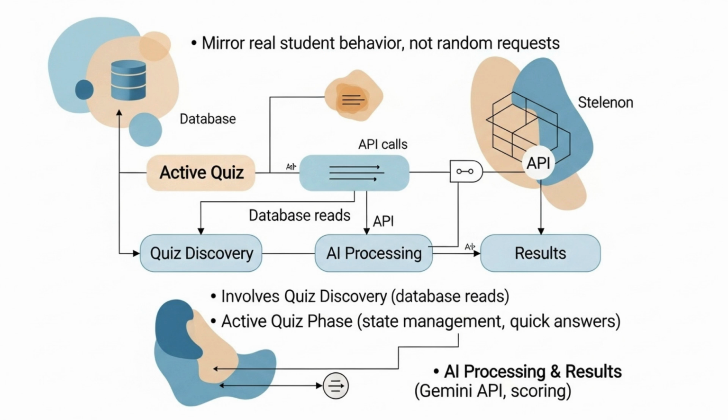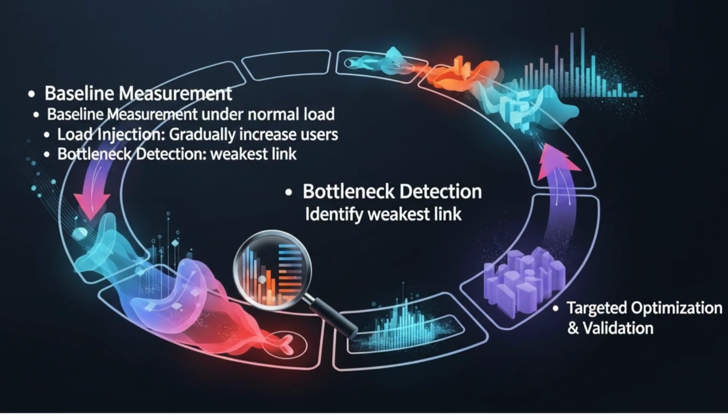Once we understand how our system behaves under realistic load, we follow a clear, predictable pattern for optimization. This is our performance optimization pipeline. It begins with baseline measurement. Before any heavy testing, we establish current performance metrics under normal operating conditions. This gives us a crucial reference point for comparison. Next comes load injection. Here we gradually increase the number of concurrent users while meticulously monitoring all system behavior. This controlled escalation helps us observe how the system degrades as stress increases.